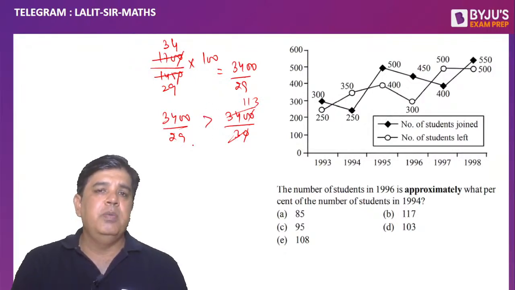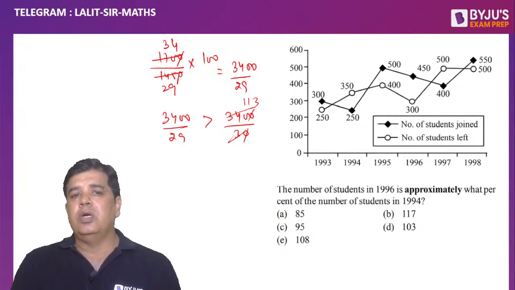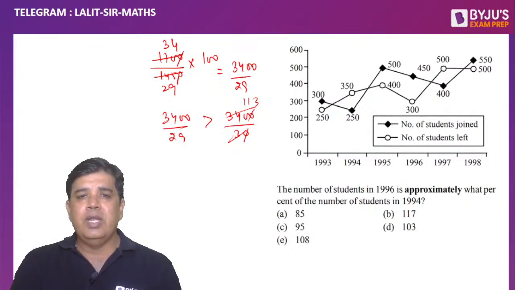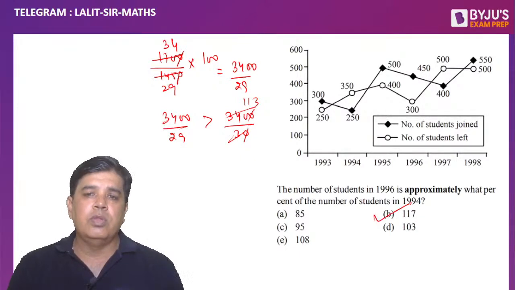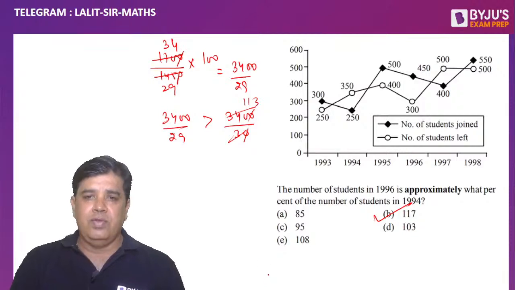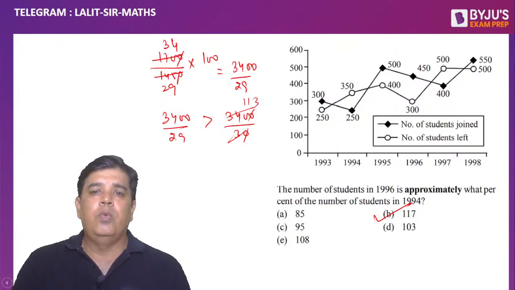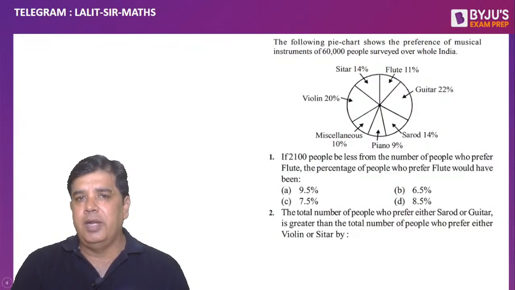But our answer should be more than 113 because our accurate base is 29. So the only option which is more than 113 is 117. So the right answer will be 117, which is B part.